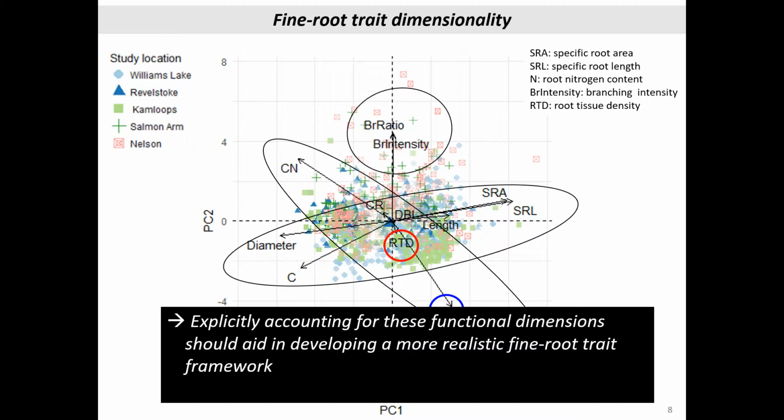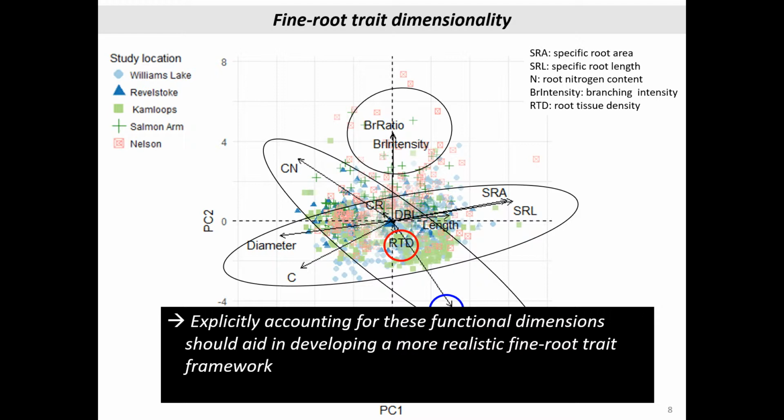Let's see if I can see. Okay, so root diameter, specific root area, specific root length. Root carbon, some people would argue that's not really a root trait. All right, and this axis of variation was quite independent from the other axis of variation.